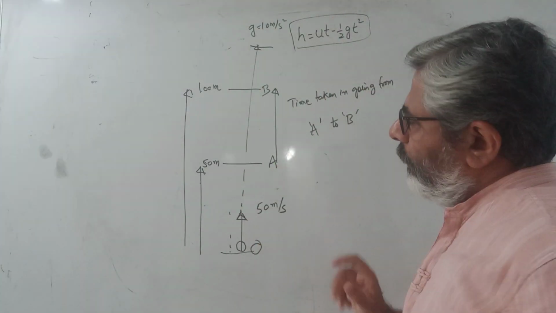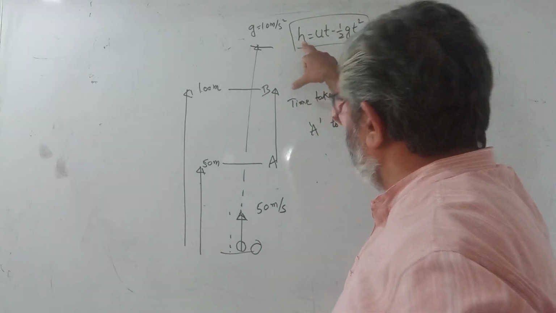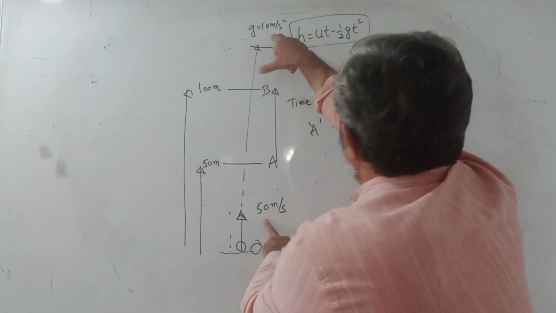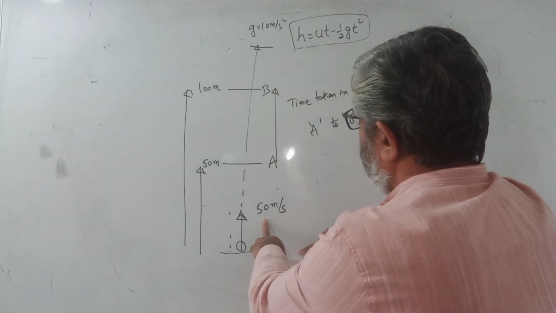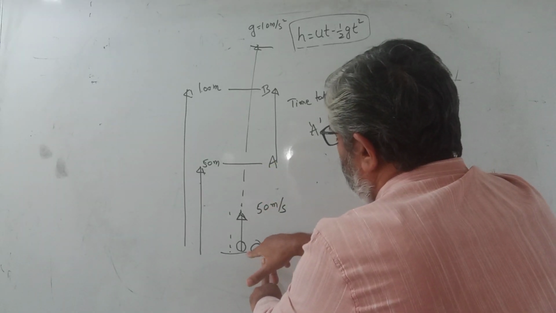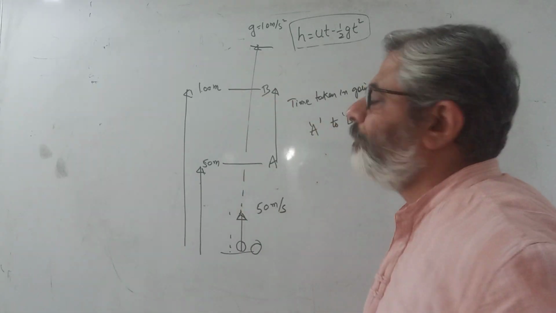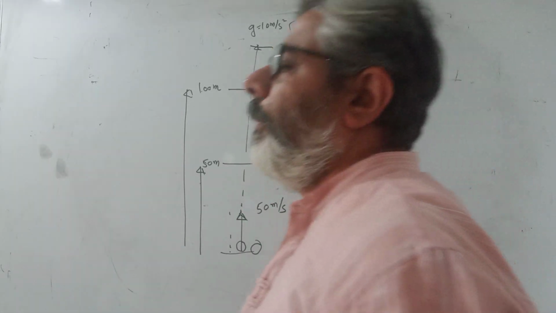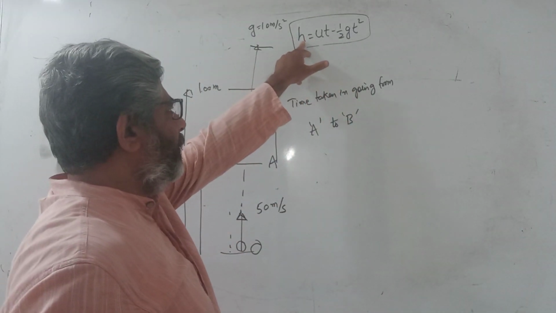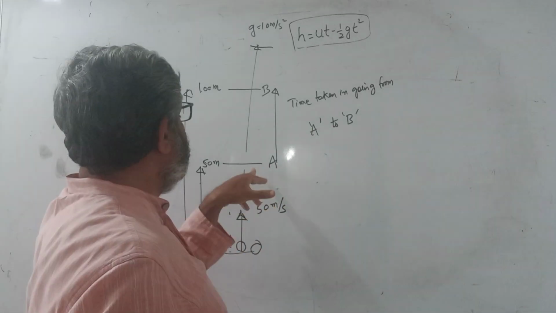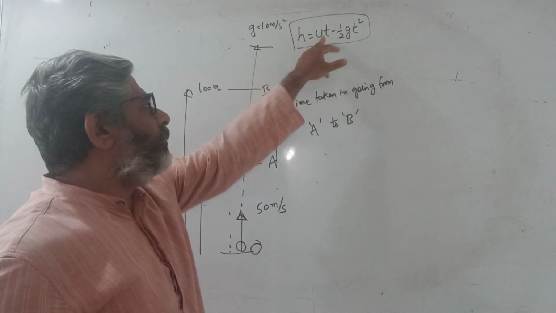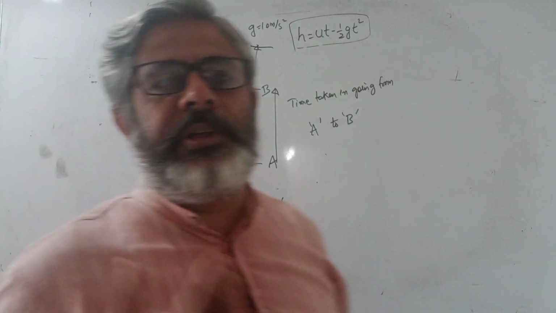So if we put h equals to 50 and u equals to 50 also, and g equals to 10, then maybe we can find the time that it takes in going from here to here. Similarly, I can find the time in going from here to this point B. How? By putting h is equal to 100. So I will get two quadratic equations in which one has h as 100 and the other one has h as 50. Of course, u is the same because I have thrown it with 50 meters per second.